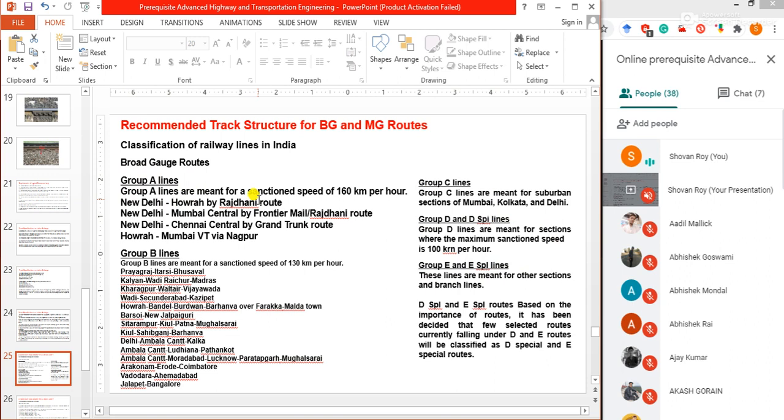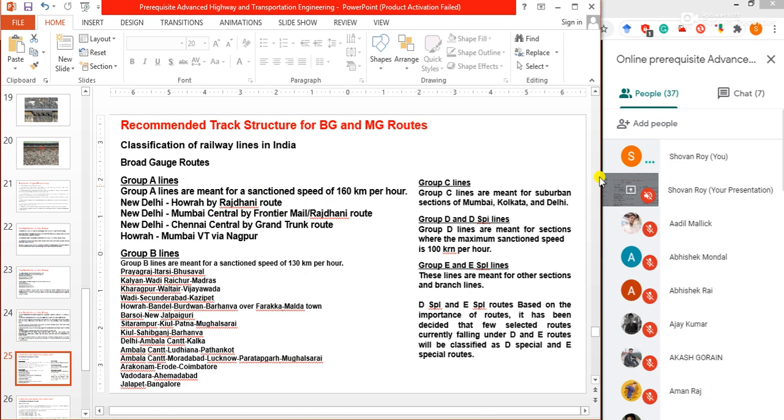Group A lines are meant for a sanctioned speed of 160 km per hour, like New Delhi to Howrah by Rajdhani route, New Delhi to Mumbai Central by Frontier Mail Rajdhani route, New Delhi to Chennai Central by Grand Trunk route, Howrah to Mumbai VT via Nagpur. These are the Group A lines, and the maximum sanctioned speed is 160 km per hour.